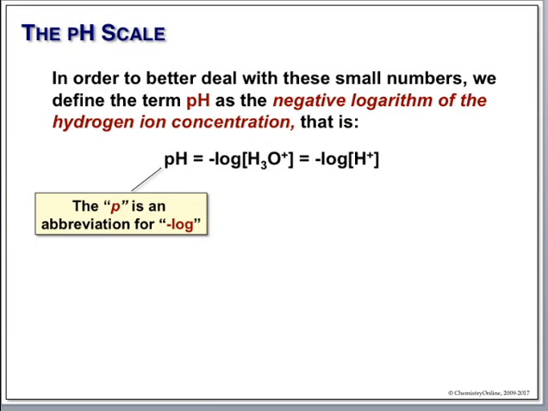pH is nothing more than the negative logarithm of the hydronium ion concentration. P is an abbreviation. It stands for negative log. What comes after that is what we're talking about. The negative log of hydronium is the pH of the solution.